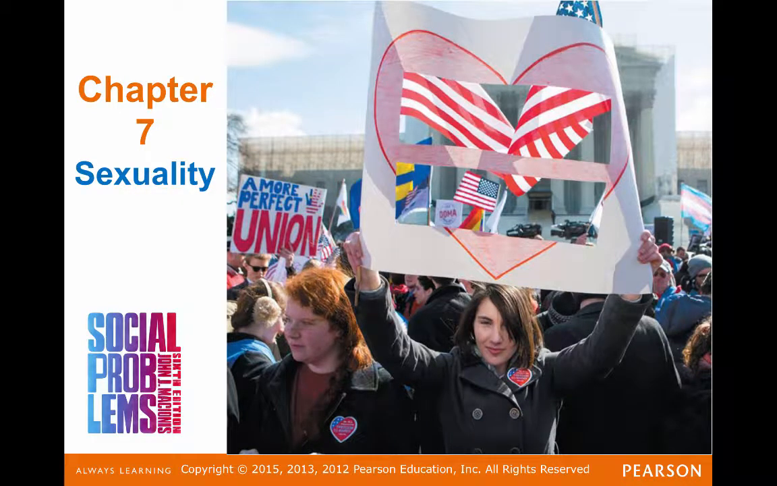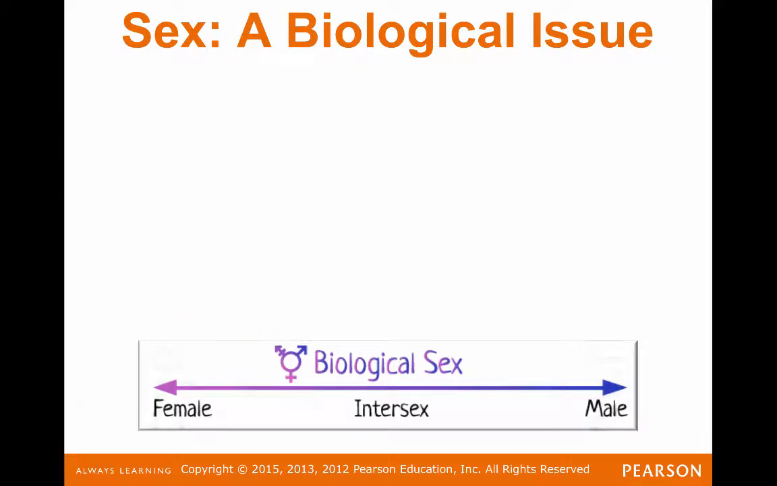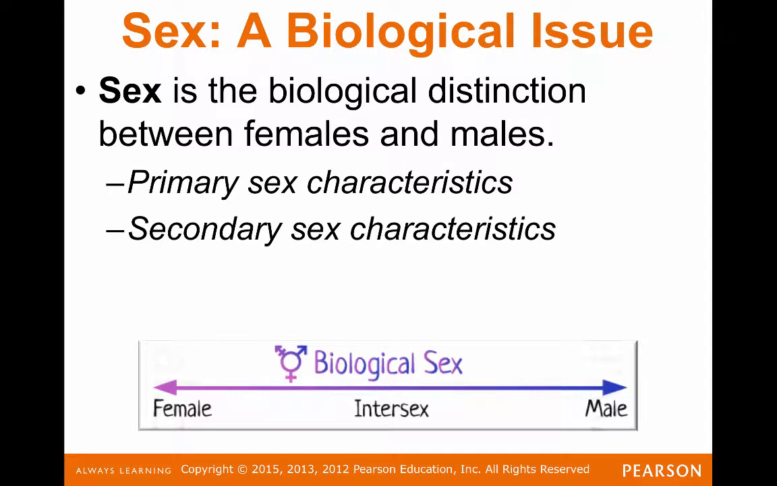Okay, so I'm going to try and do a brief Chapter 7 overview. All right, so first we have to understand the biological definitions that we have and the cultural understandings that come from those definitions.